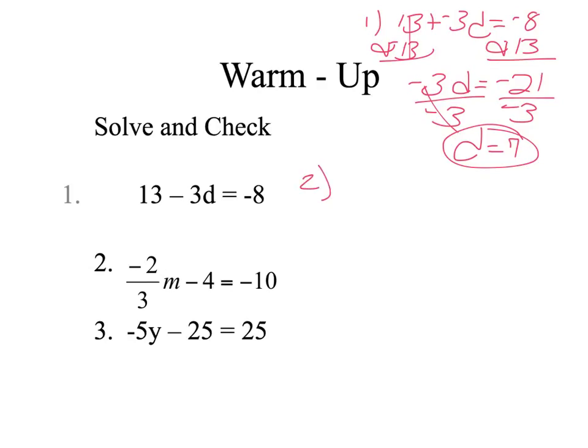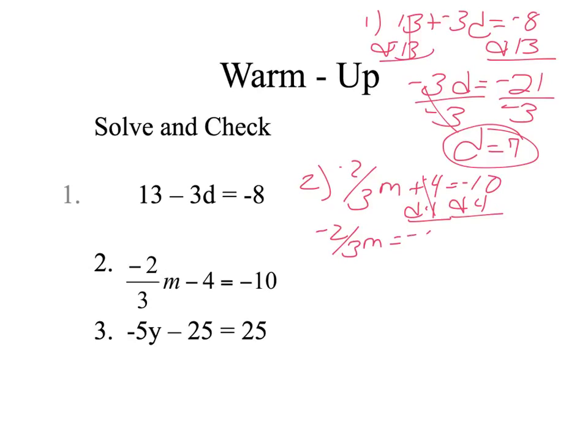Second one, we got a lovely fraction one. So negative 2/3 m plus negative 4 will equal negative 10. Move the 4 first by adding 4 to each side. So that's negative 2/3 m equaling, that was a negative 4, I added 4, so that's negative 6. To get rid of the fraction, we're going to multiply by the reciprocal, which is going to be negative 3 over 2.